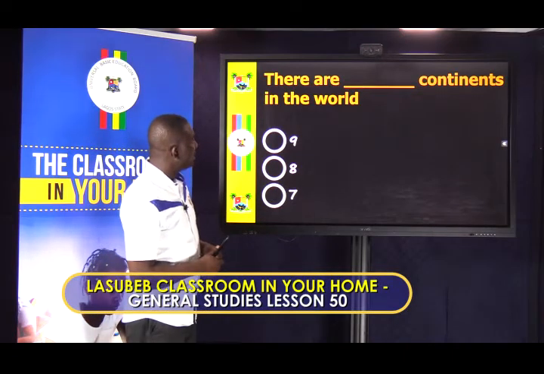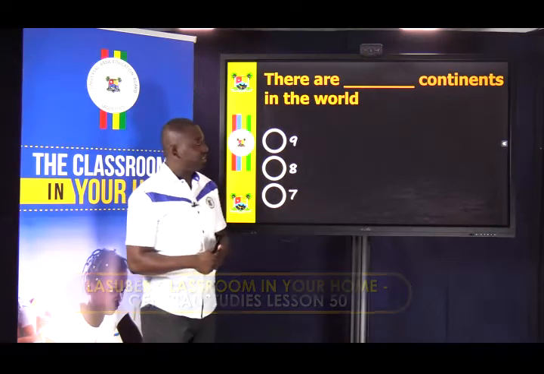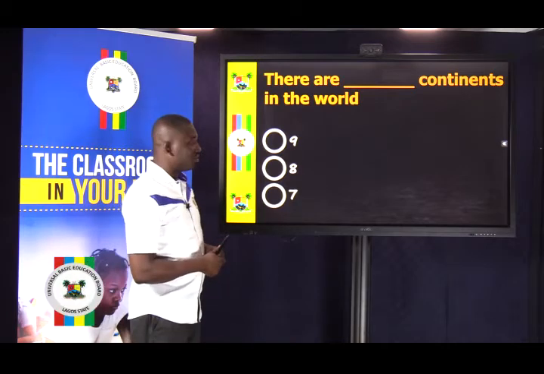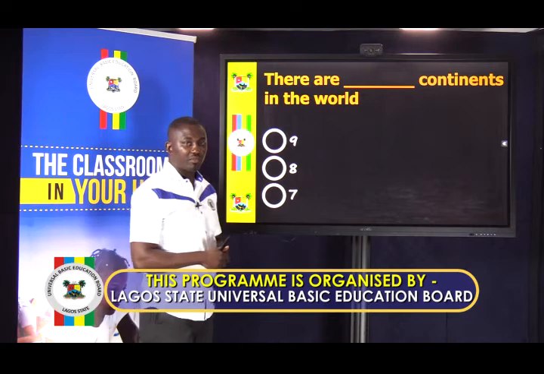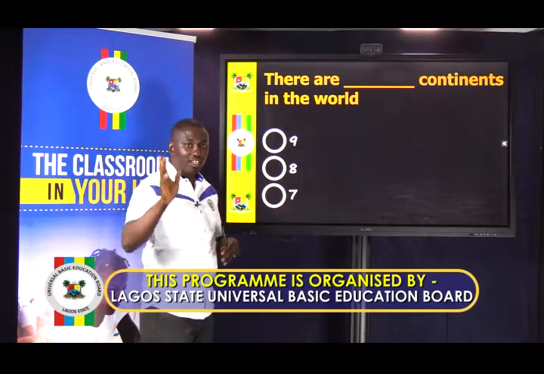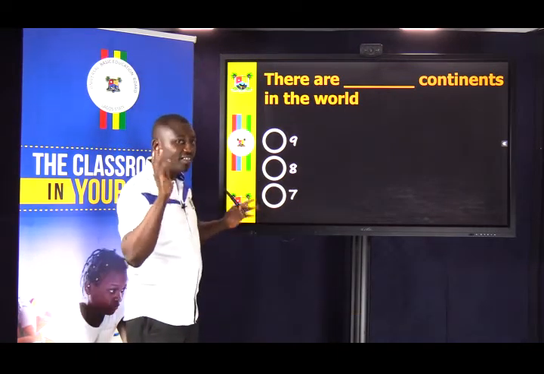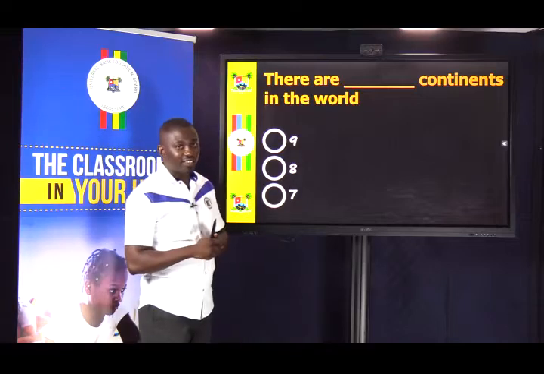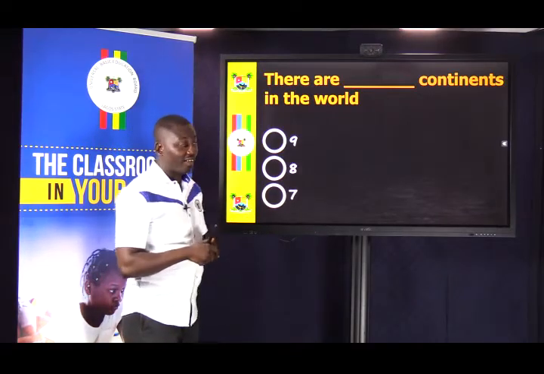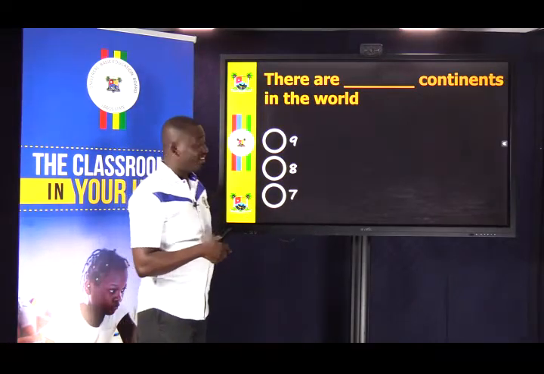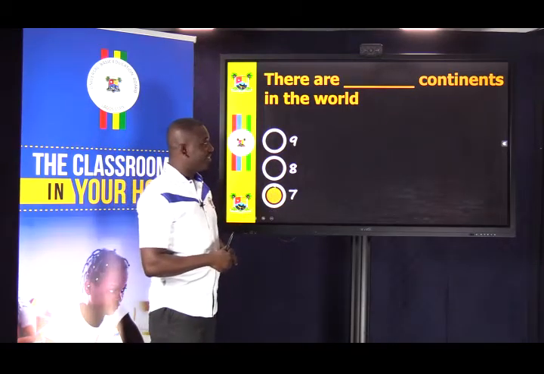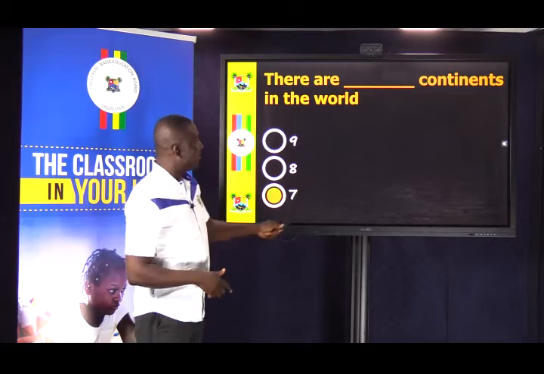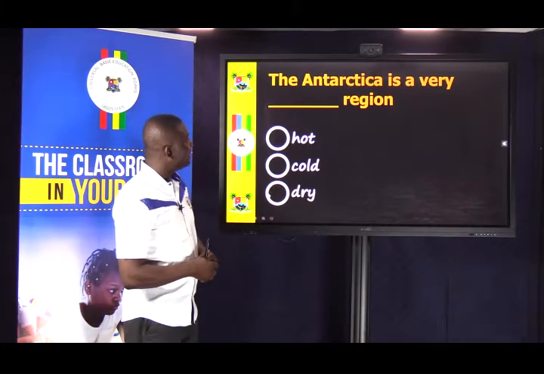There are dash continents in the world. How many continents do we have? Remember Asia, Africa. Yes, there are how many? How many are there? Have you put down your answer? Okay, we have 7 continents. 7 continents. All right, to the next question.